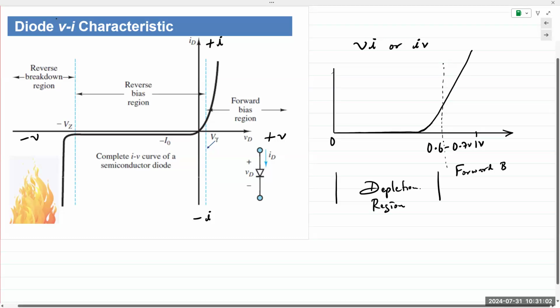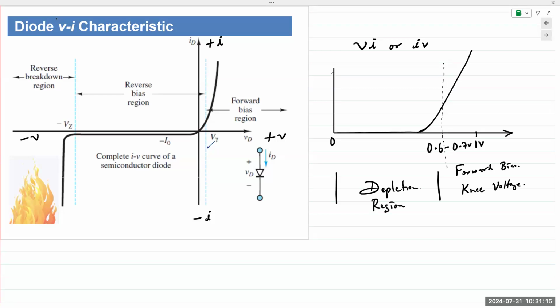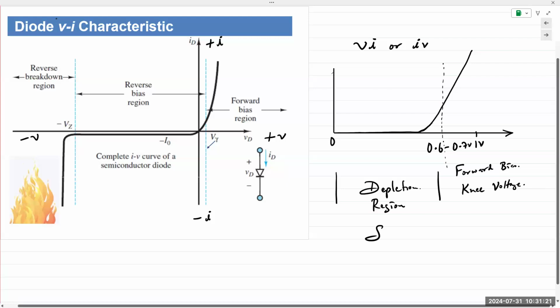The forward bias voltage is also known as the knee voltage because of the shape of a knee. And this value, 0.6 to 0.7 volts, is inherent to the material. So for silicon, this diode voltage is 0.6 to 0.7 volts. Of course, it fluctuates with temperature, but is in the range of 0.6 to 0.7. If we make it out of germanium, it is 0.2 to 0.3 volts.